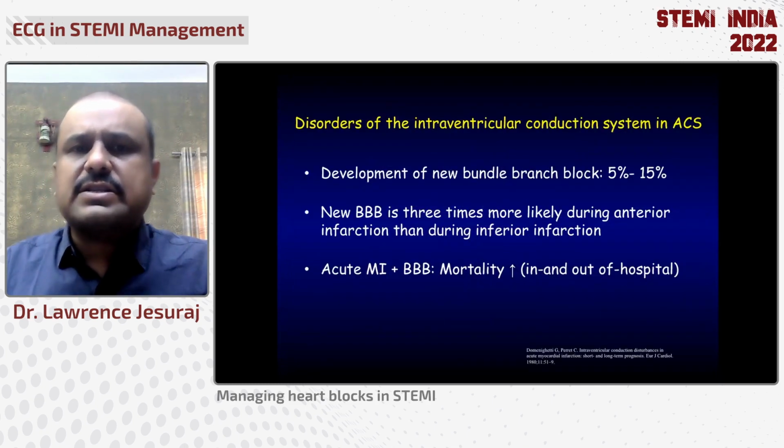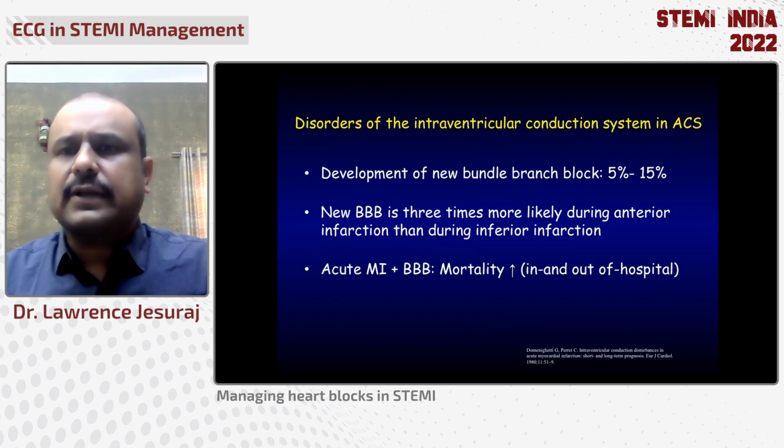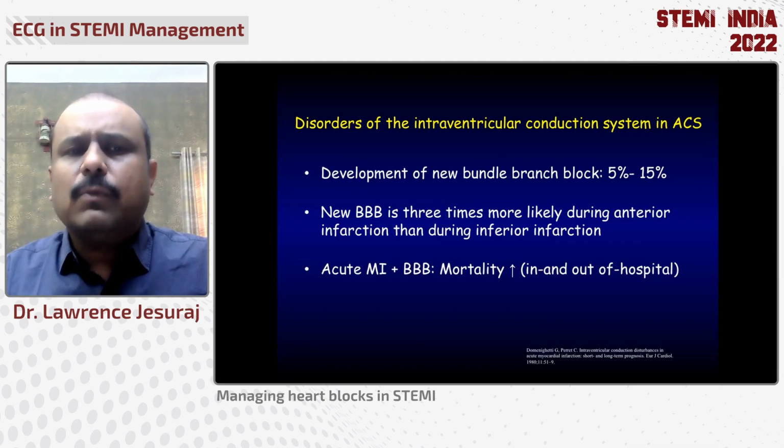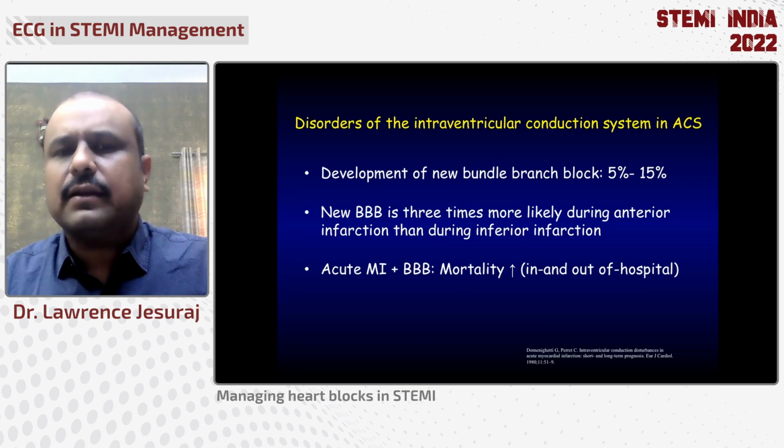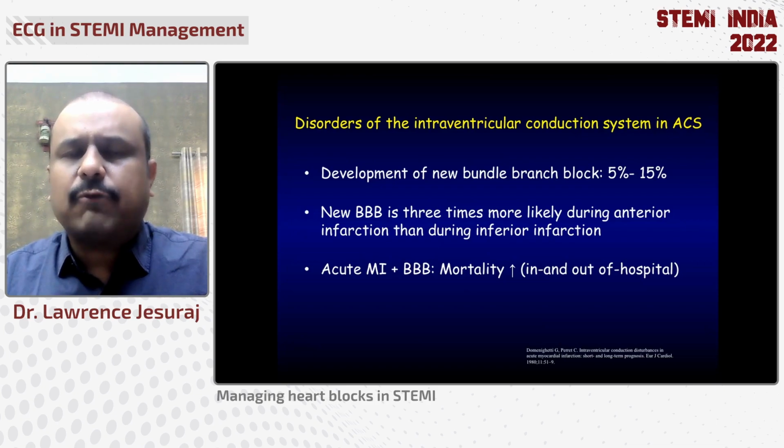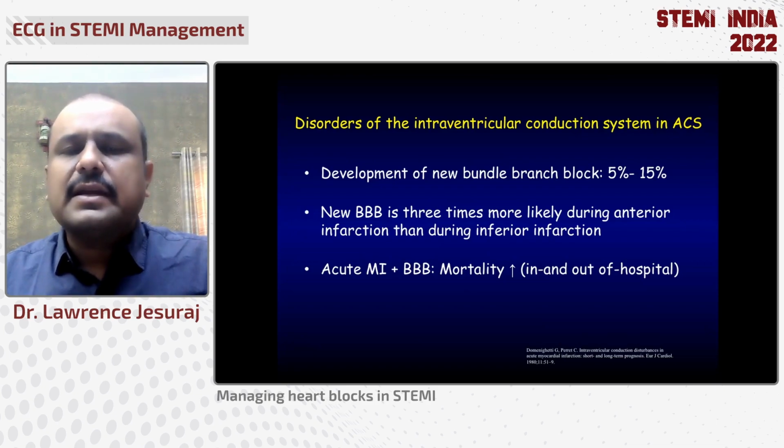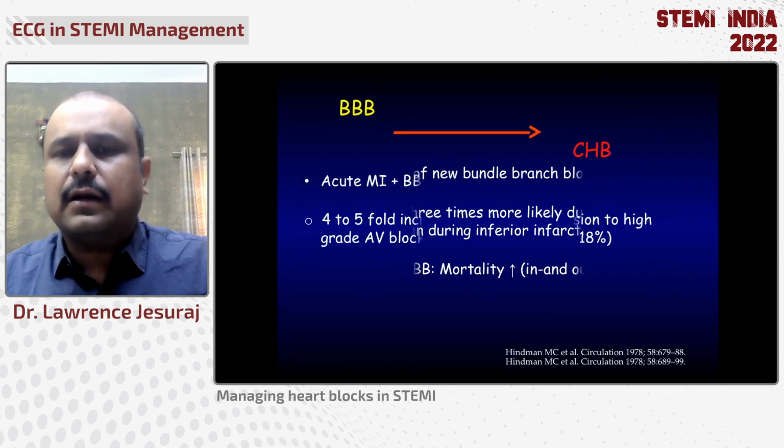Now, the disorders of intraventricular conduction system issues in acute coronary syndrome. The development of new bundle branch block can happen in around 5 to 15% of the patients who have an acute coronary syndrome. New bundle branch block is relatively more common, around 3 times more common, during anterior wall myocardial infarction than during an inferior wall myocardial infarction. Acute myocardial infarction with any amount of bundle branch block pattern increases the mortality both in and out of hospital.